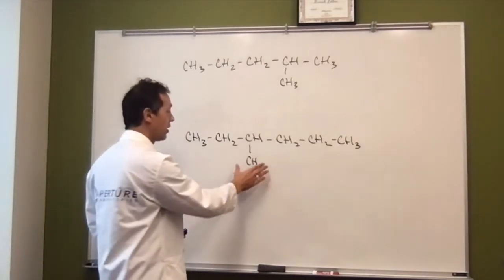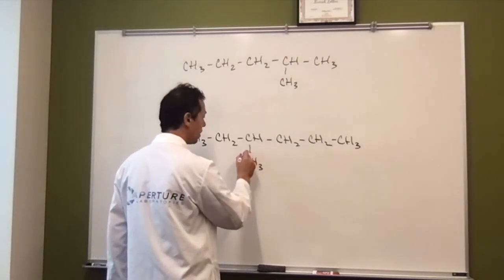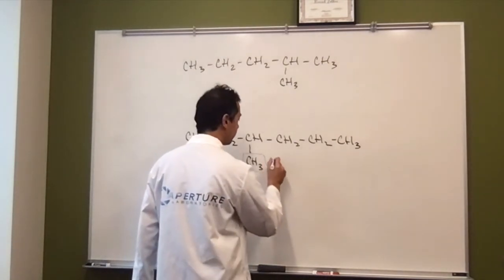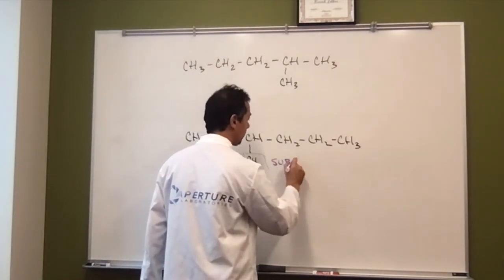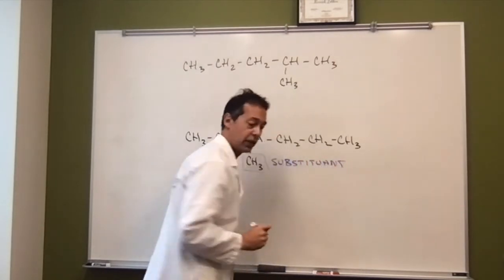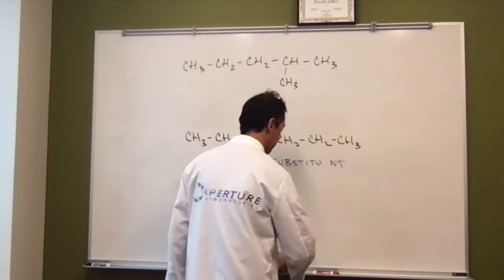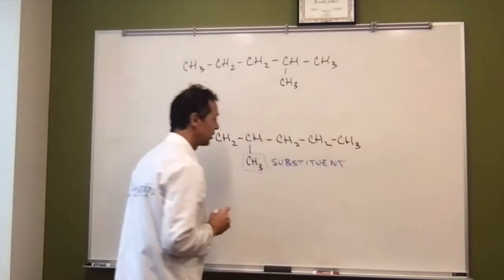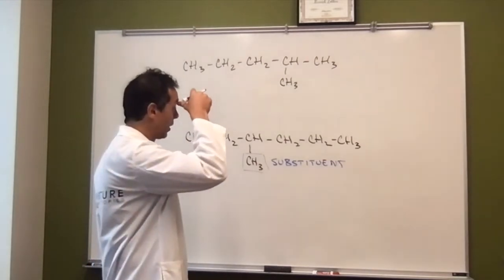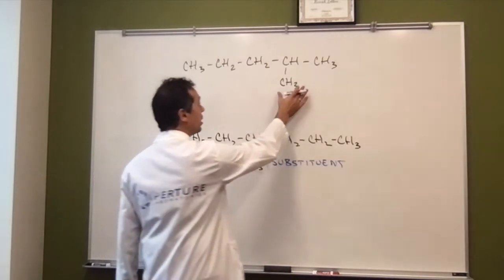Now, these things that are attached like this, we call substituents. So I'm just going to draw a little arrow, a little box around here, and we're going to call this a substituent, S-U-B-S-T-I-T-U-E-N-T. Actually, I can't spell, I'm terrible at spelling. All right. So this is the thing that's attached to this long carbon chain. And here we have a substituent.